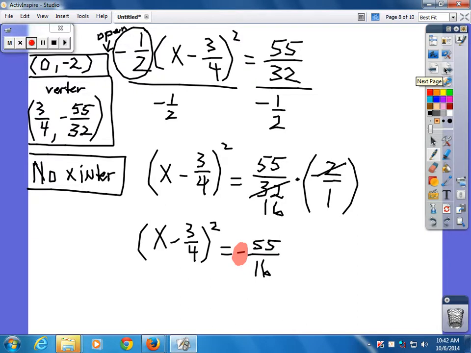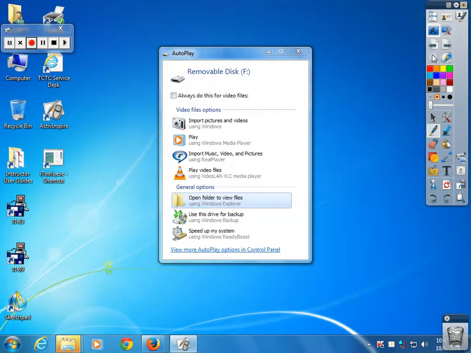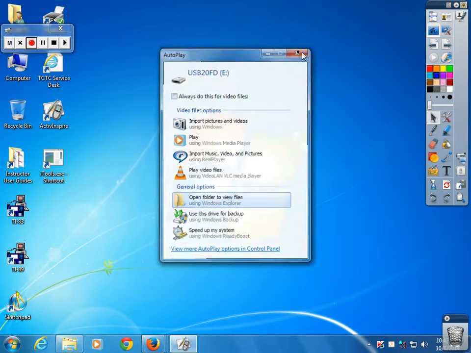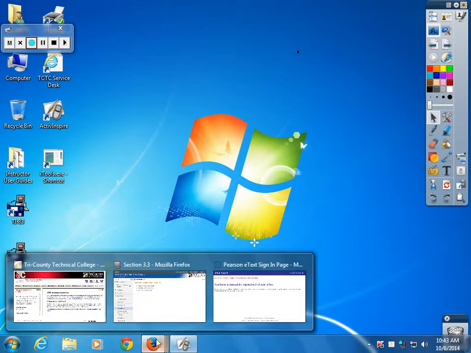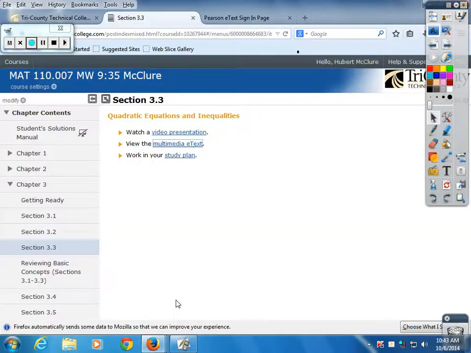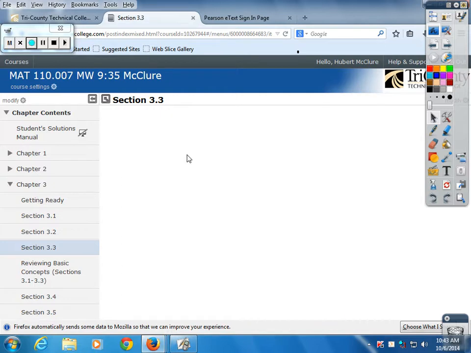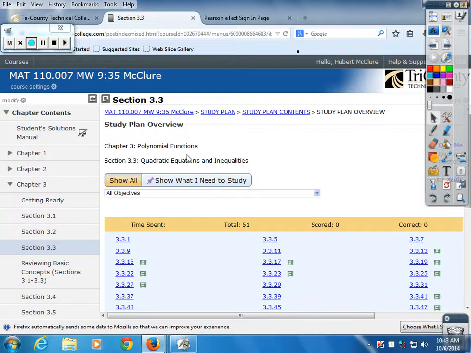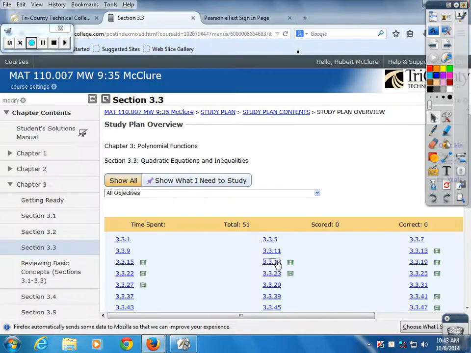All right, let's look at a couple of problems in your sections, because I've been deviating from the book. But you should be able to handle pretty much anything up to 3.4. So let's take a look at the study plan for 3.3. And I'm just going to pick a problem. I don't even know what kind it's going to be, but you should be able to handle it.